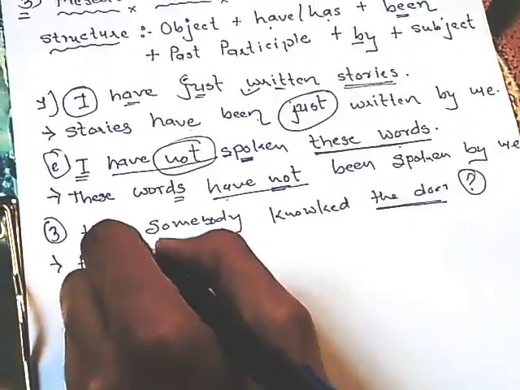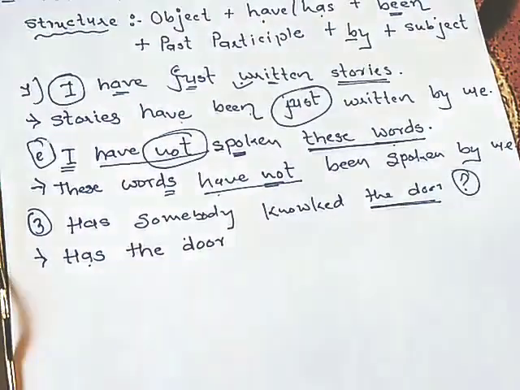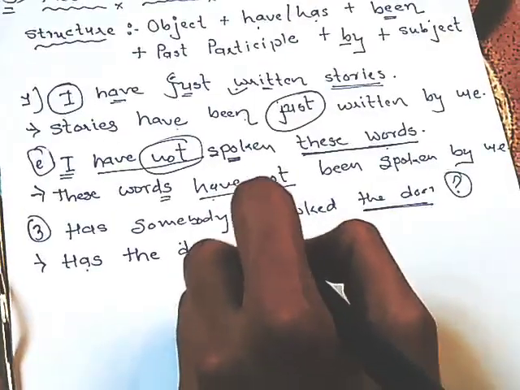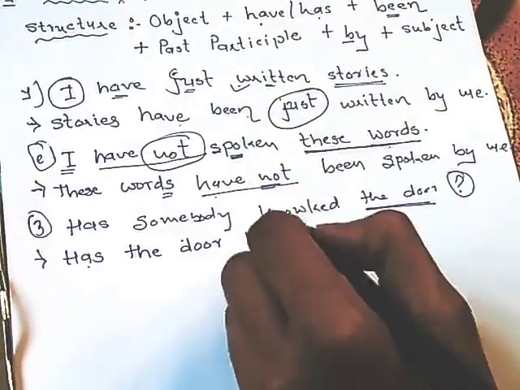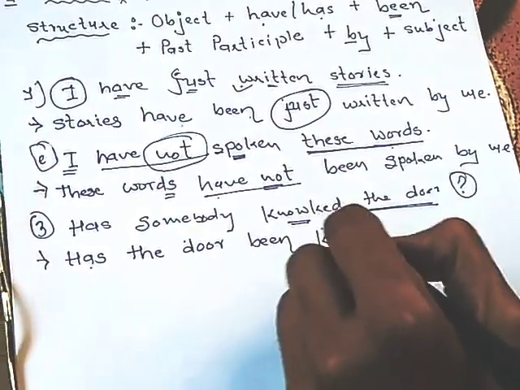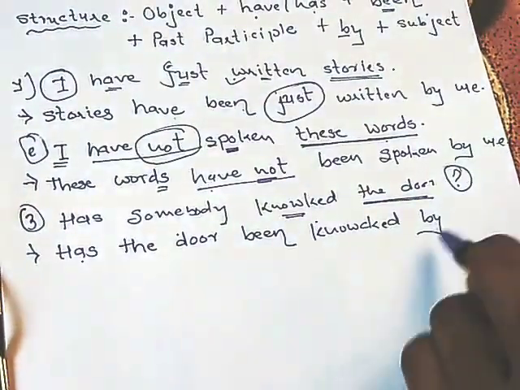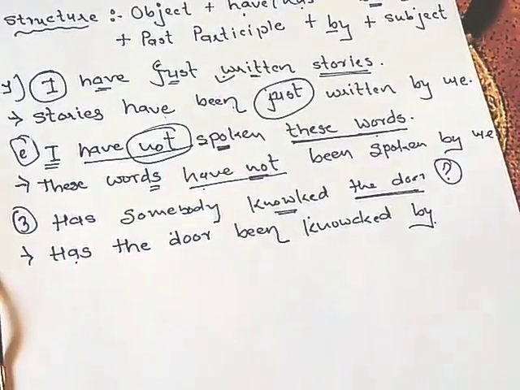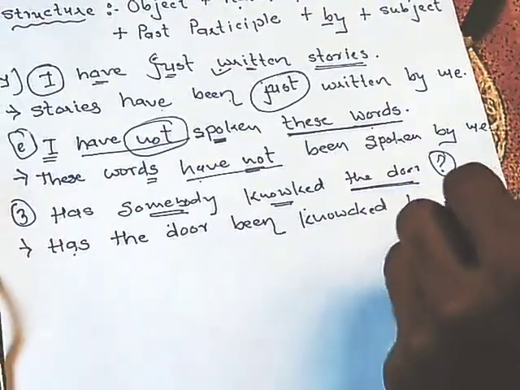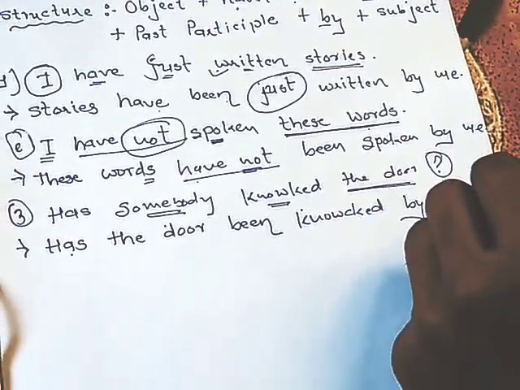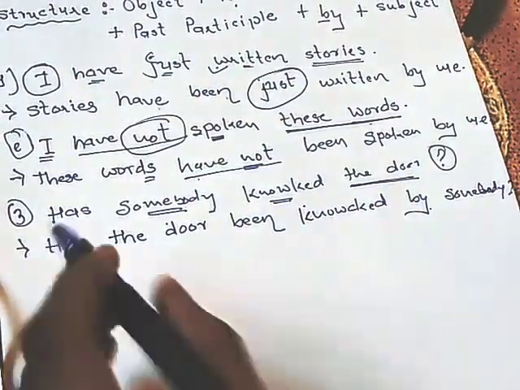Has, then after that the object, the door. After this you have to put been. Has the door been, then after that the past participle of the verb form, knocked, by, and at last you have to put the given subject. It means somebody, and don't forget the question mark. Has the door been knocked by somebody?